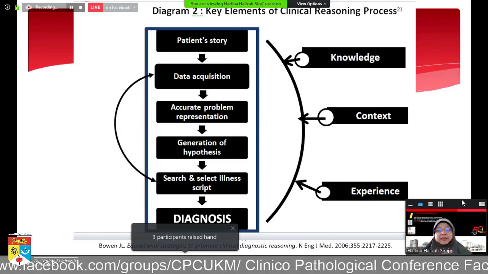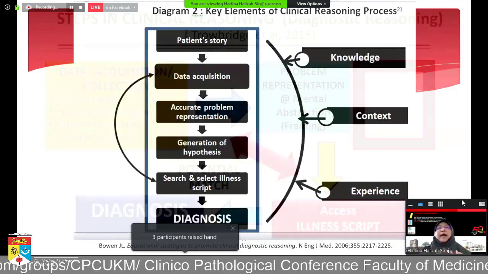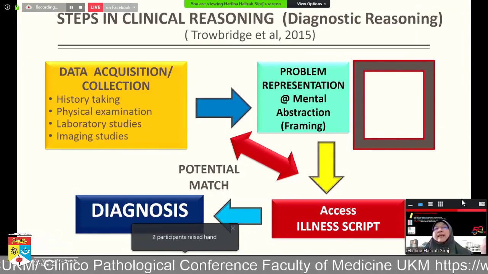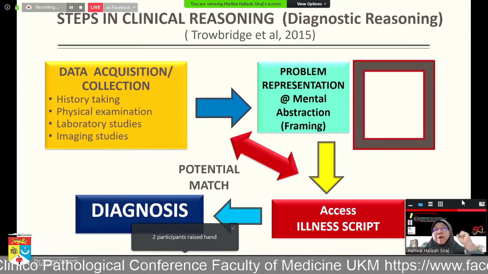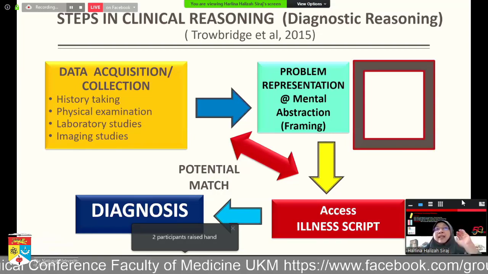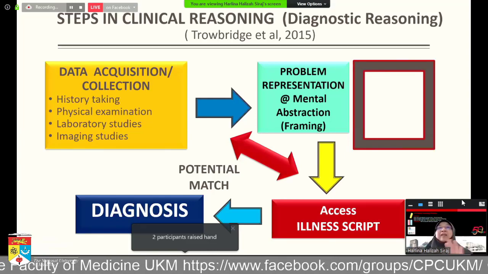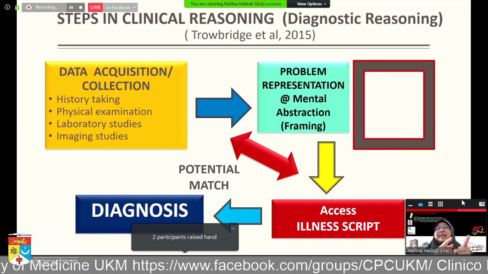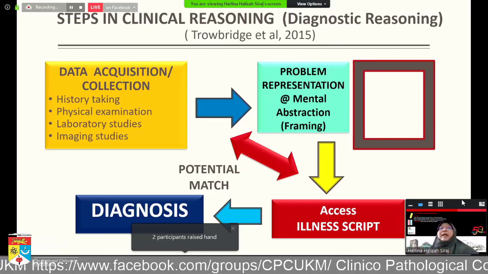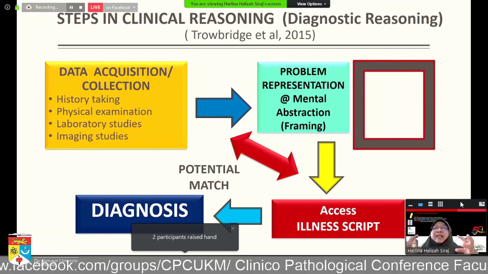And of course, the student's knowledge, their context, and the experience are all taken into account. So basically, this is another way of looking at it. They collect the data. So if your student has problems with history taking, physical examination, and deciding which investigation is important to start off with, they are disadvantaged from the very beginning. So make sure that they are good at this, and then we need to train them and more or less facilitate this problem representation where they can frame it.